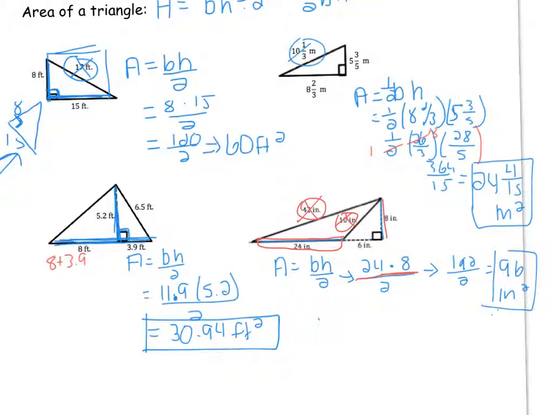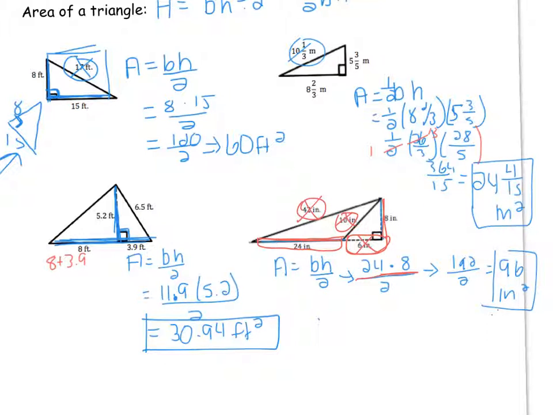Please check my arithmetic on all of these, on everything I do. Please check my arithmetic. All right, this one is a little tricky. Notice we are given this other number here, but it wasn't part of our triangle, so we didn't have to worry about it. This 24 was the length and this was the height.